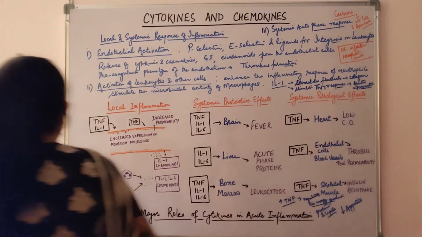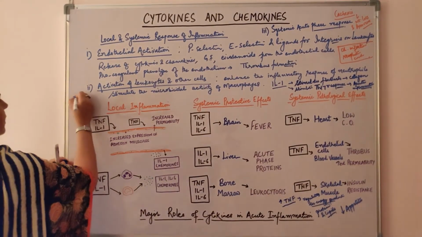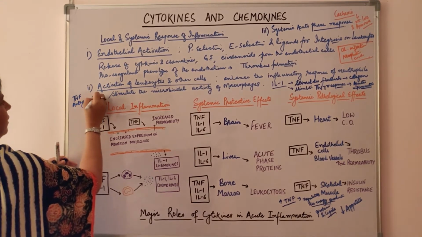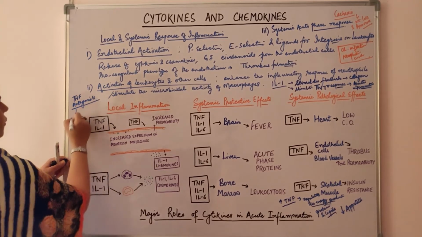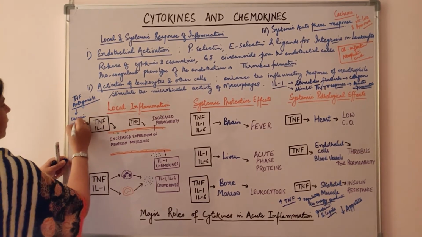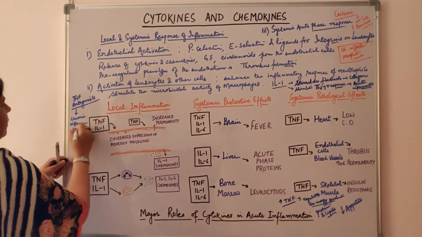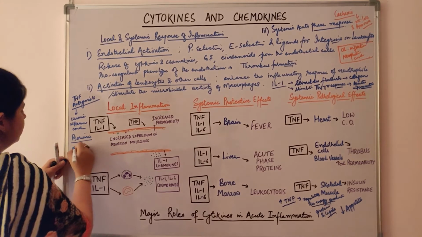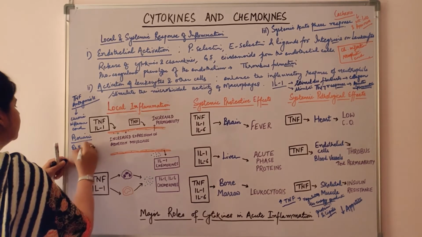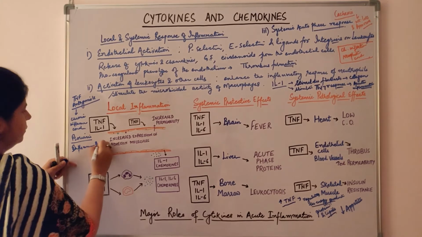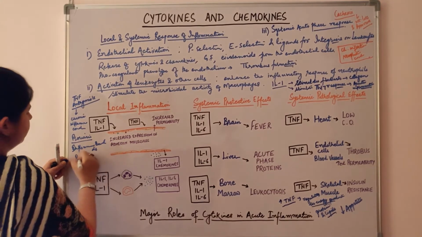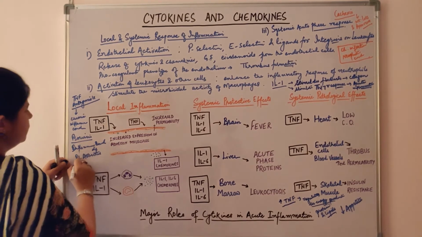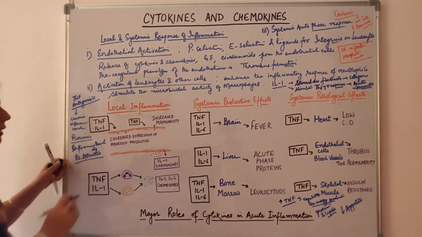Now various TNF antagonists are used to treat chronic inflammatory conditions like psoriasis, inflammatory bowel disease, rheumatoid arthritis. So they are used to treat these chronic inflammatory conditions.